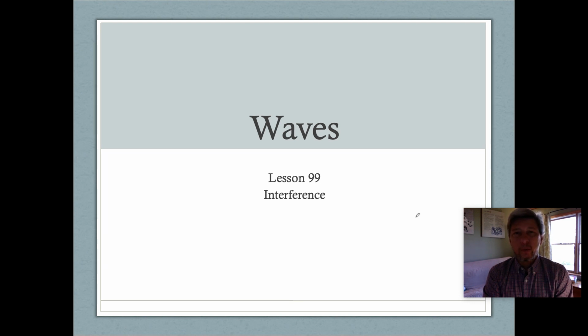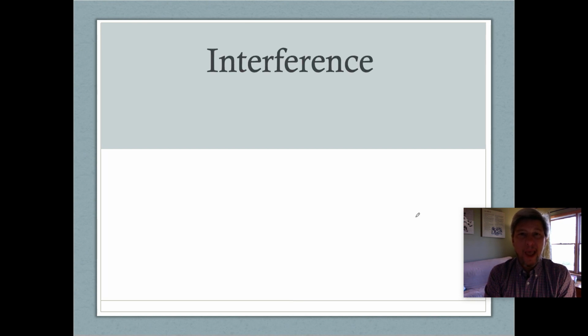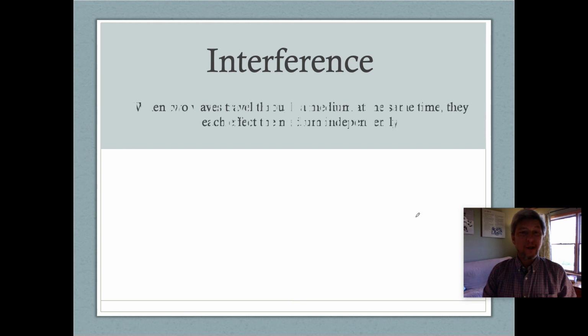And this occurs with not only mechanical waves, but also with electromagnetic waves. You can have interference between radio waves and light waves and that sort of thing. But we'll get into the electromagnetic stuff a little bit later on. Today, I want to concentrate more on what happens with mechanical waves as they run into each other.